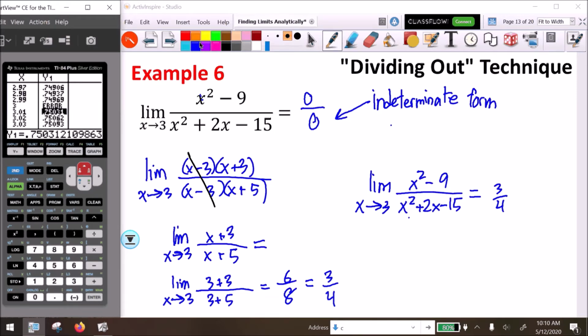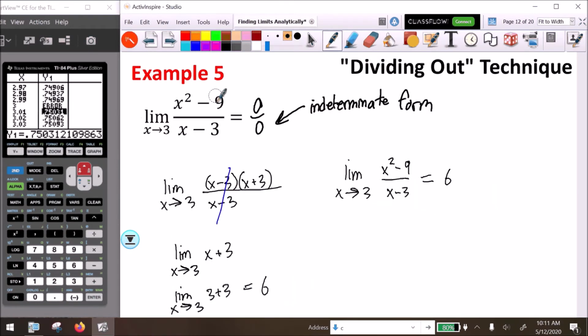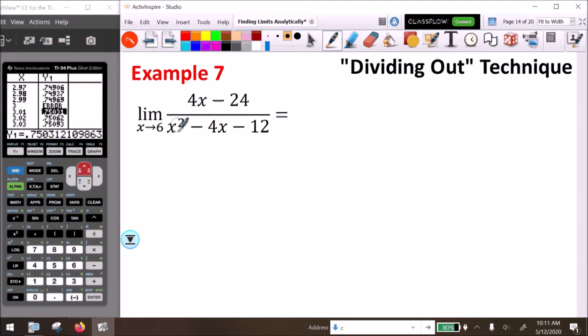All right, let's do one where we have to use that one more dividing out technique. So I did 3 examples of this. In the first example, the degree of the denominator was less than that of the numerator. In this example, they were equal. And in this example, the degree of the denominator is greater than that of the numerator. So we'll do one more dividing out example.